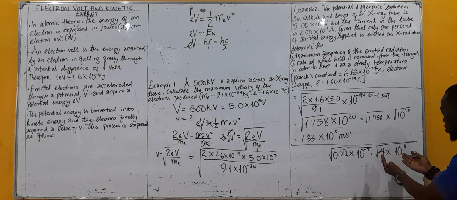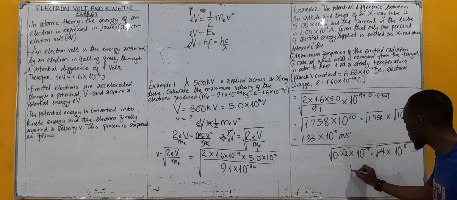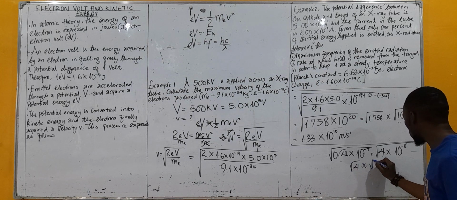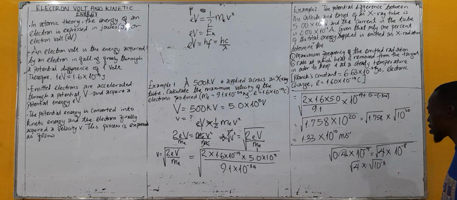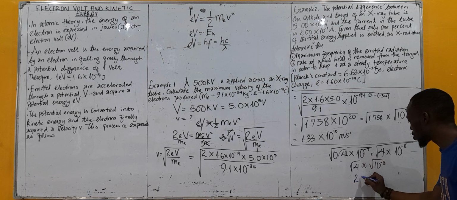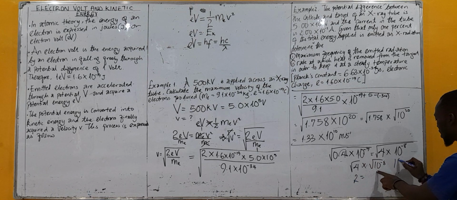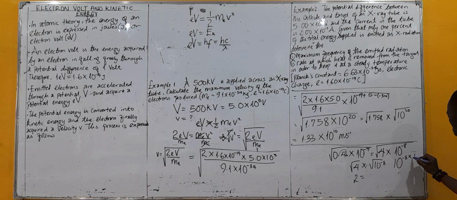Can you see how straightforward this is? So I'll be having square root of 4 times square root of 10 to the power of minus 8. Square root of 4 is what? 2. Remember, this is the same thing as 10 to the power of minus 8 times, what's the meaning of square root? 1 over 2. That's correct. So 2 here, 1, 2 here, 4.